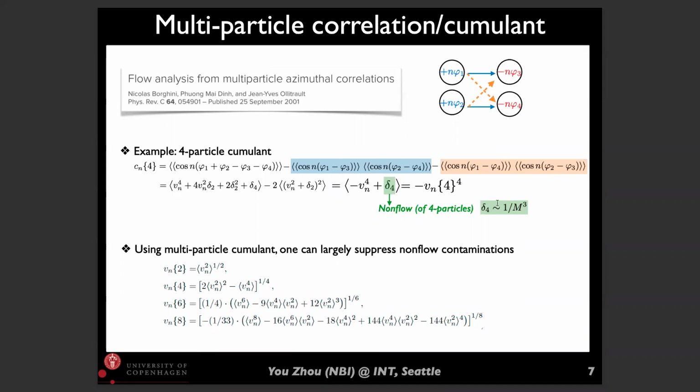And yesterday it was discussed that the 2 and multi-particle correlations have different sensitivity to flow fluctuation. What we know is that, to the leading order, there is a positive contribution in Vn2 and a negative contribution in Vn4, 6, and 8. I will go into the details later.